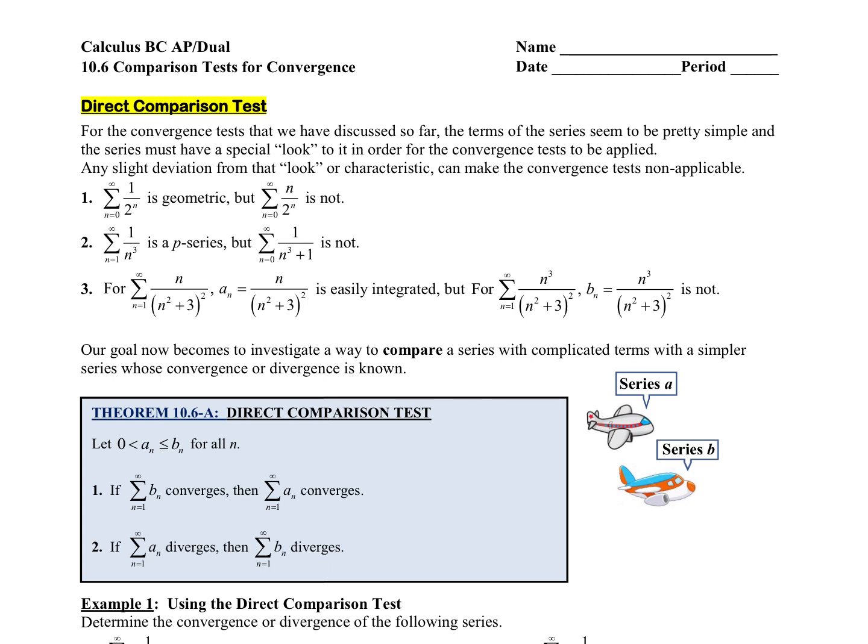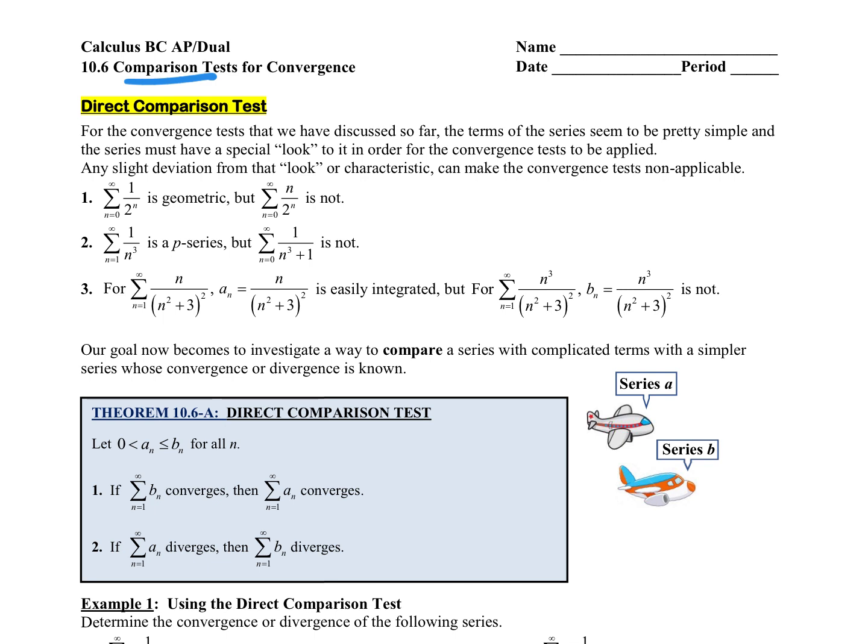All right, so in this section, we're going to talk about two tests, the direct comparison test and the limit comparison test. So they're both comparison tests. And basically what we're going to do is look at something that looks slightly different from a series we already know.